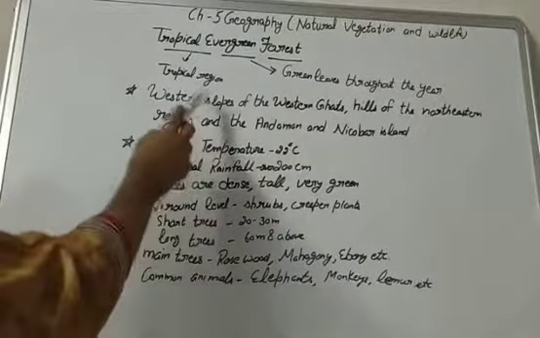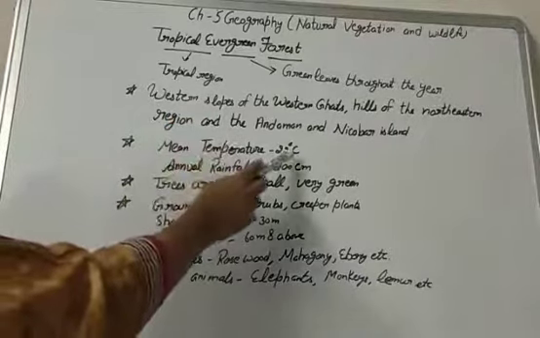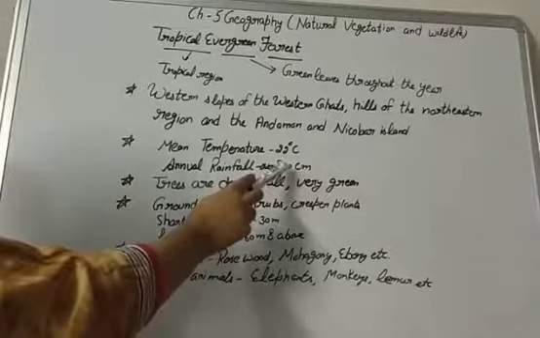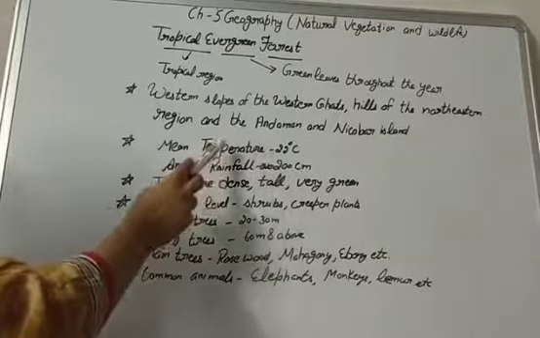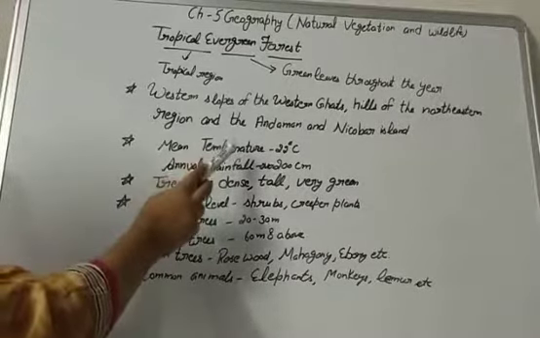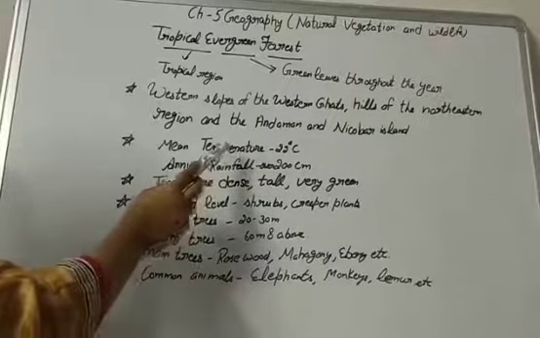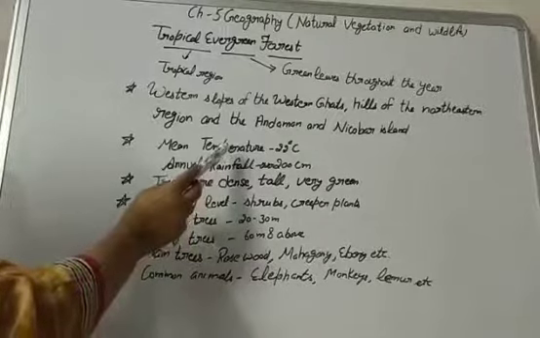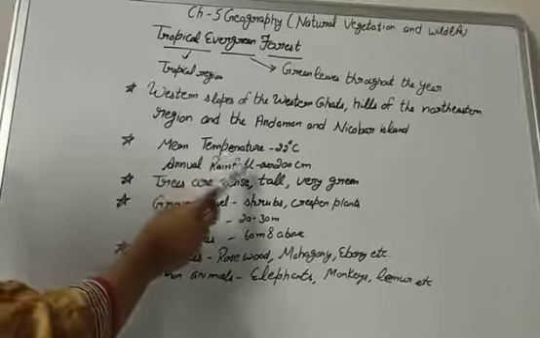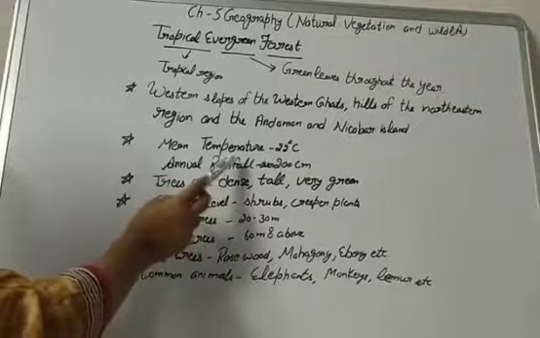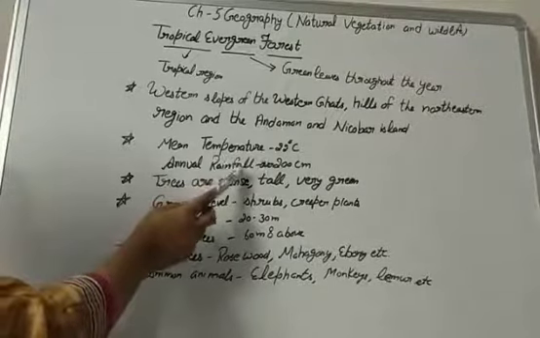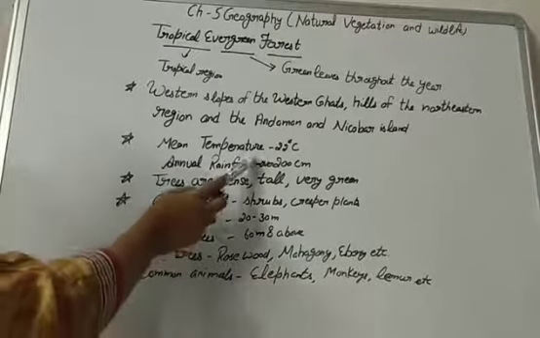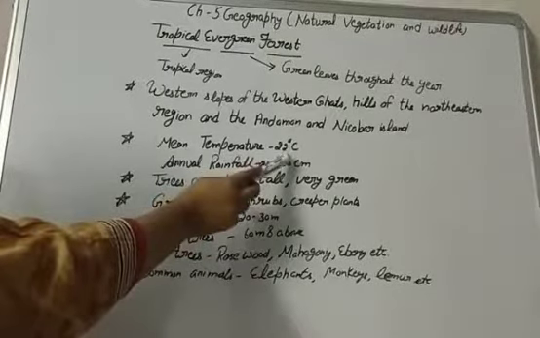The mean temperature of these forests is 22° Celsius and the annual rainfall that they receive is over 200 centimeters. Tropical evergreen forests are found in warm and humid areas because tropical regions are warm and humid. These regions receive the maximum amount of direct sunlight, which means the temperature of the tropical region is comparatively high and the mean annual temperature is above 22° Celsius.